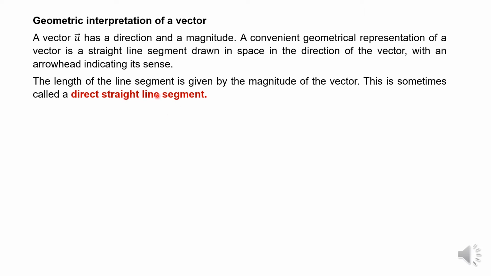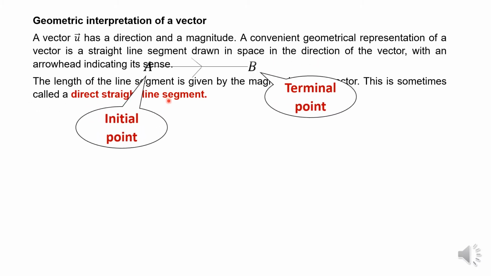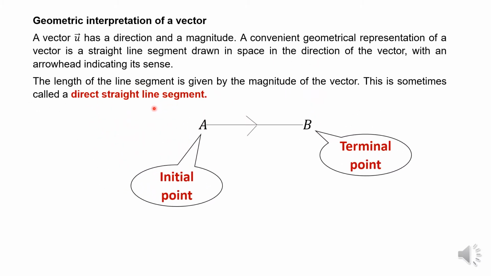The length of a line segment, this one normally is also done when you go a little bit deeper. This is the magnitude of the vector. This is sometimes called direct straight line segment. But in core, we are not going to focus on the magnitude. So let me bring in an example here.